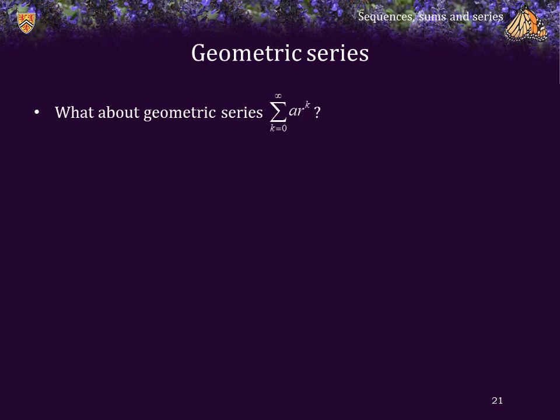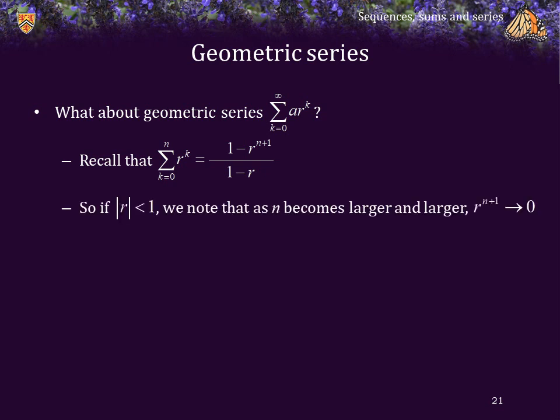Now, what do we do about a geometric series? Well, recall that this is the formula for a finite geometric series. However, notice also that if the absolute value of r is less than 1, then as n becomes larger and larger, r to the n plus 1 gets closer and closer to 0.